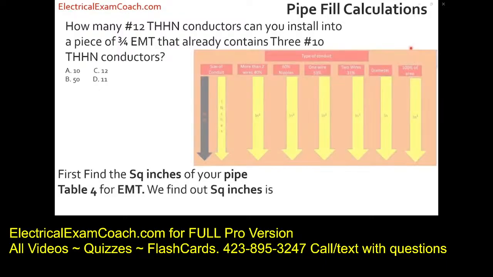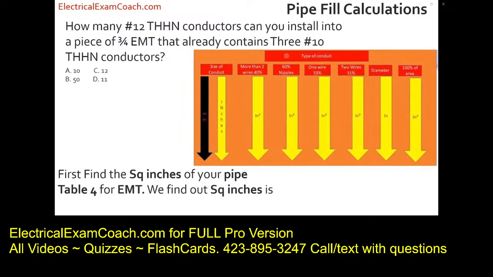And when we get there, the first thing we do is make sure that we're in the right type of conduit. Then we're going to start on the left-hand side and find our trade size, and we go down to 3/4. Then we're going to cross over to the more than 2 column because our question deals with more than 2 conductors. So we're going to pull from the 40% column. And that's going to let us know that our starting available area is 0.213 square inches.